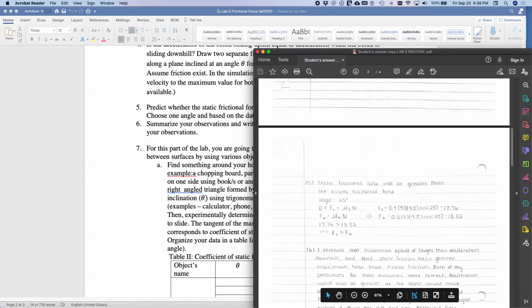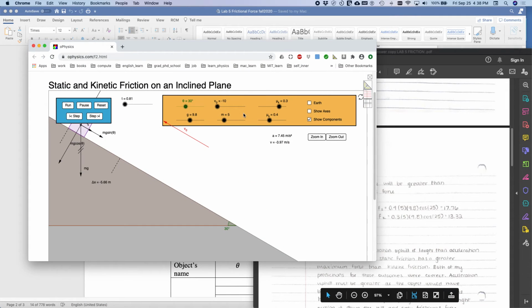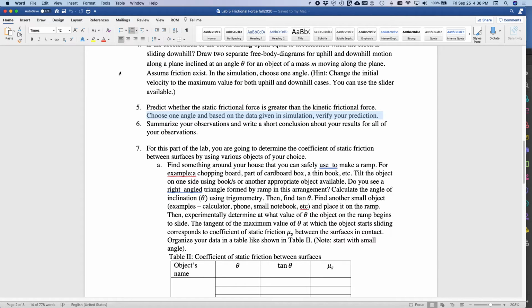So it's like this: Fk is mu_k N, and Fs is mu_s N. And N is what? N is mg cos theta. The values of m, g, and theta they will have if they choose one angle, and the values of mu_s and mu_k will also come from the simulation. So that should help them figure out the answer. This part is only calculation. Number 5: no simulation or experiment.